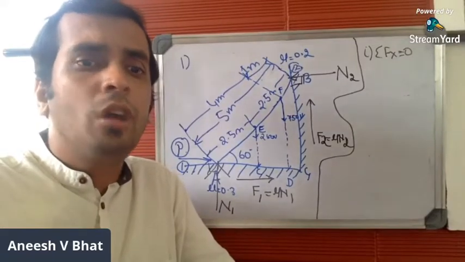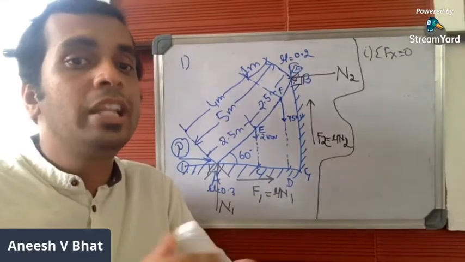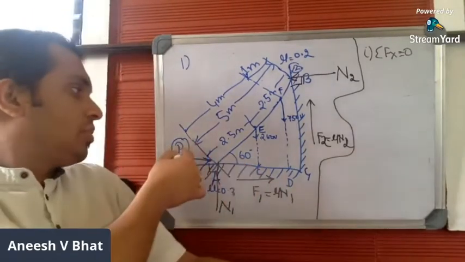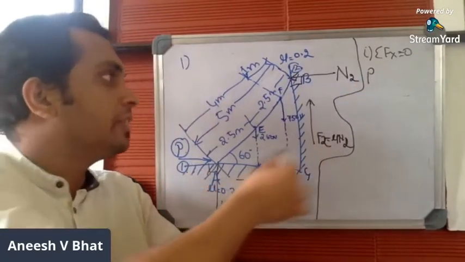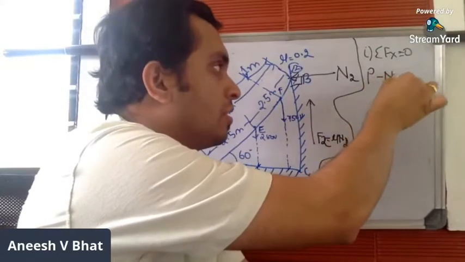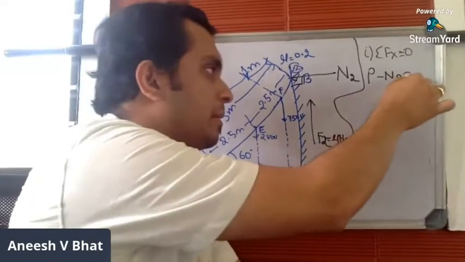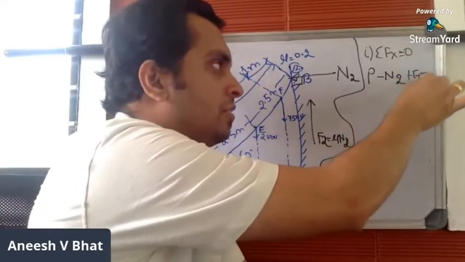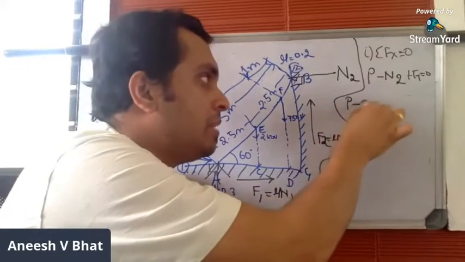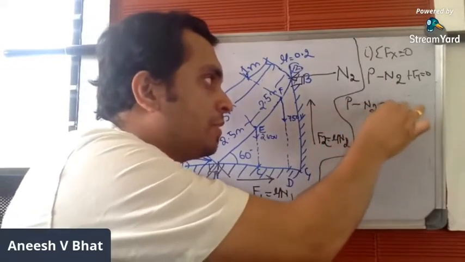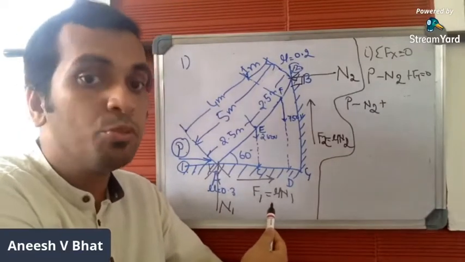Now, go through all the forces which act in the x direction. It's the horizontal force P, which acts horizontal to the right, so it is positive. Next, minus N2, plus F1, is equal to 0. Let me simplify this. So this becomes P minus N2 plus F1, where F1 is mu into N1.